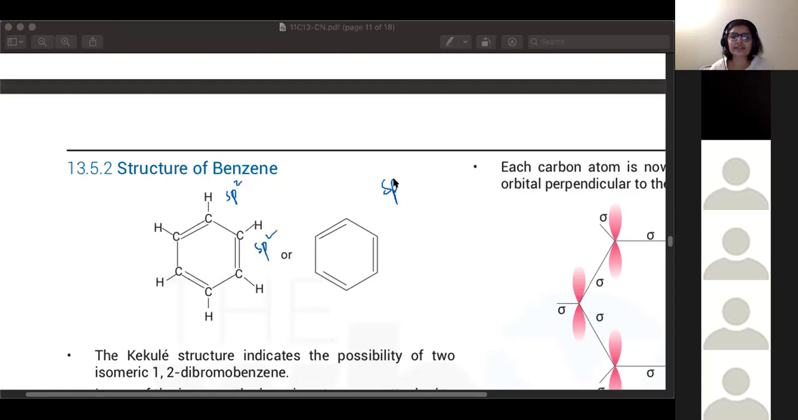So what can you say about the structure of benzene? Is it a 2D structure, a 3D structure? What does it look like? It's 2D. Sure? Does everybody agree, or does anybody disagree?